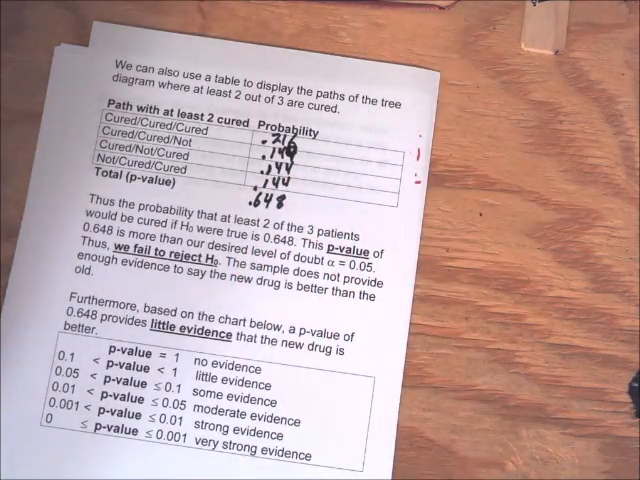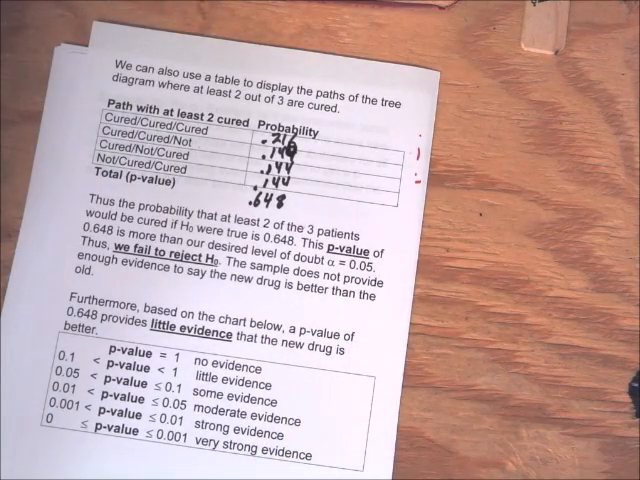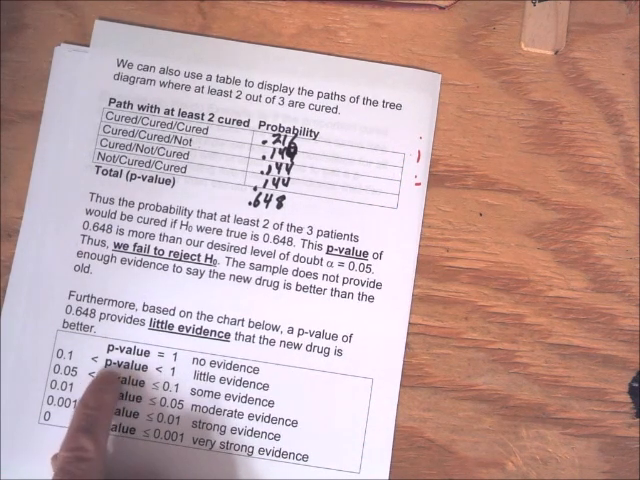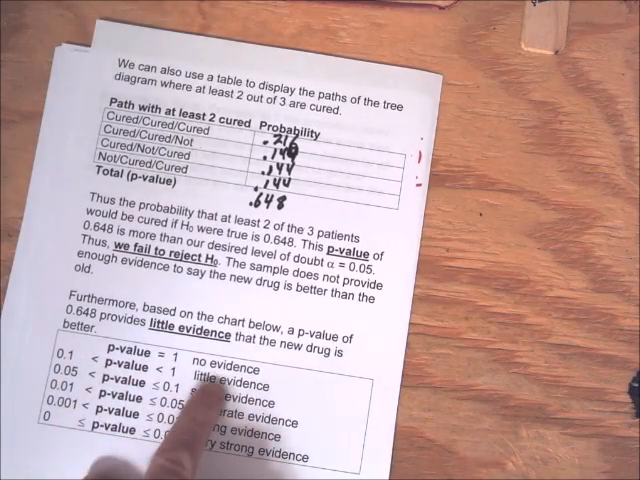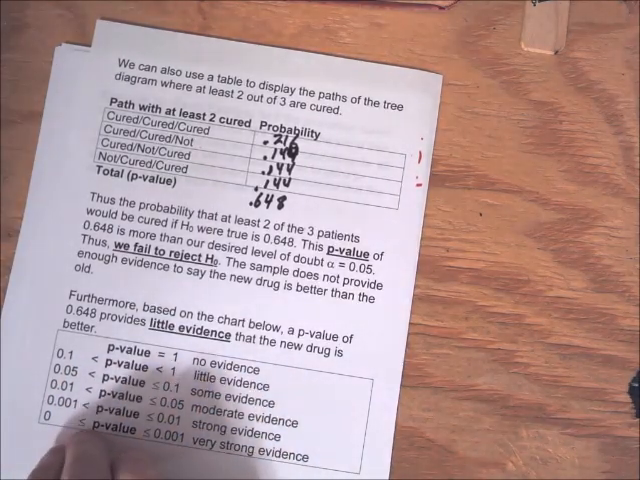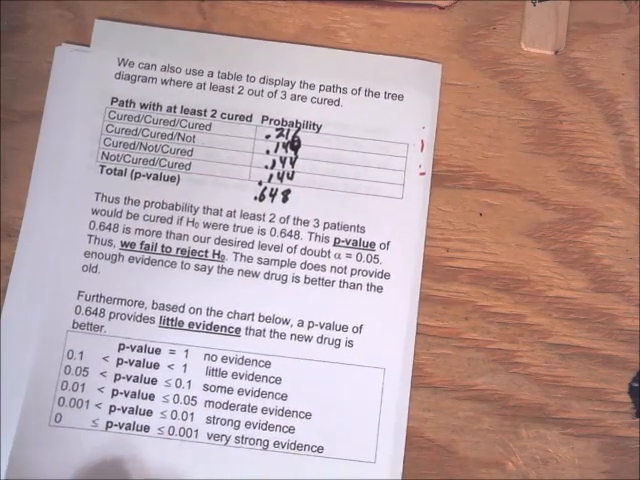And it's more than our desired level of doubt, which is 0.05. So we fail to reject H0. The sample does not provide enough evidence to say the new drug is better than the old drug. And our p-value, if you look at this chart here, is between 0.1 and 1. So the sample provides little evidence that the new drug is better than the old drug. Okay.